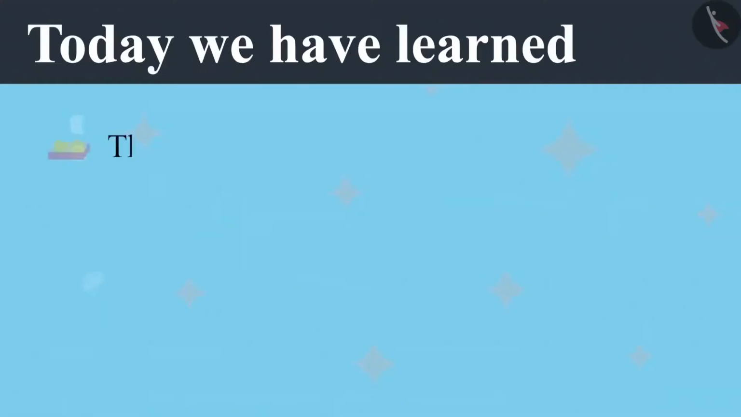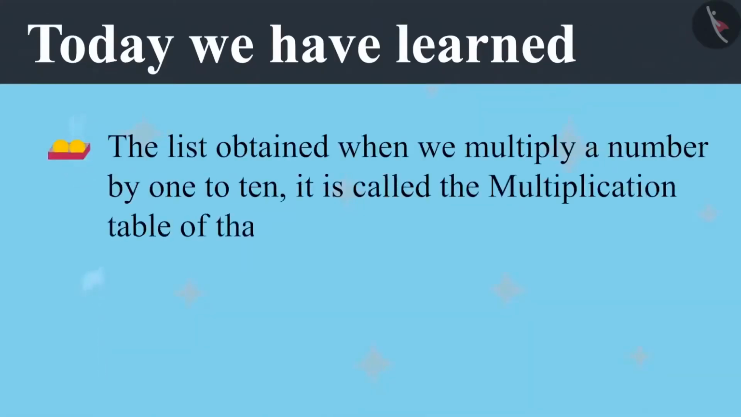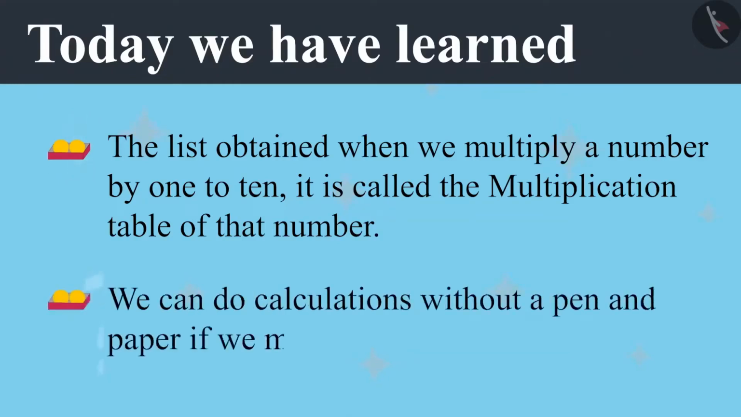Today we have learned that the list obtained when we multiply a number by 1 to 10 is called the multiplication table of that number. And we can do calculations without a pen and paper if we memorize tables.